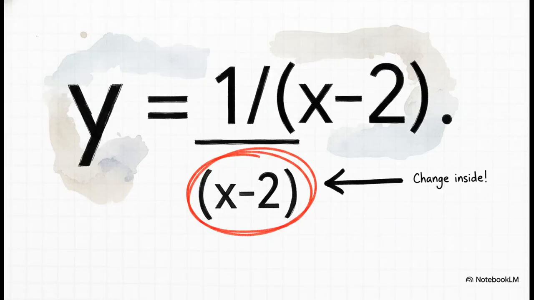Okay, so that was easy enough. But what happens if we mess with the inside of the fraction, down in the denominator with the x?